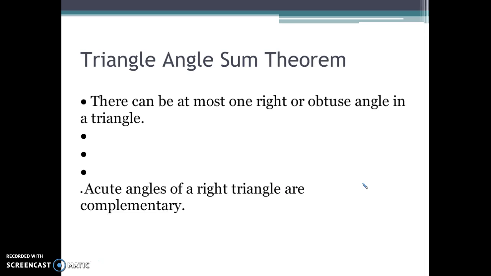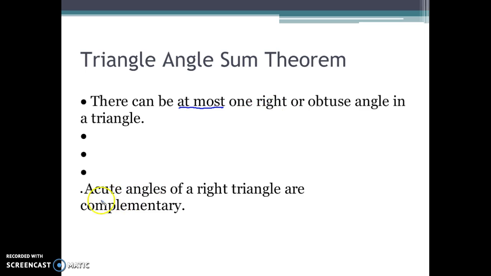Because of the triangle angle sum theorem, that tells us two things that kind of stem from this theorem, right? If all my angles add up to 180, that means that there can be at most one right or obtuse angle in a triangle, right? If I have an angle that's 90 or more, I can't have any other angles that are 90 or more, or I'll go over my 180 limit, right?